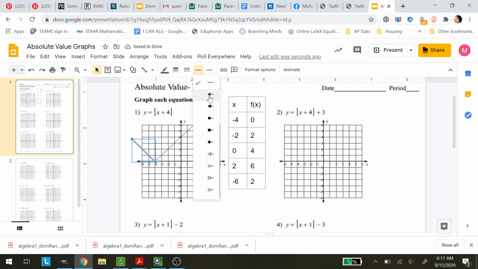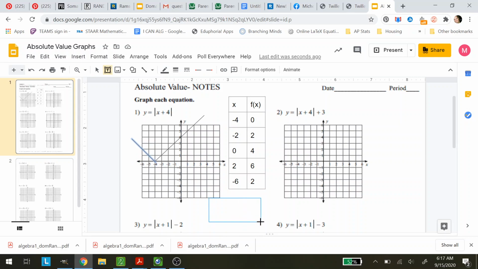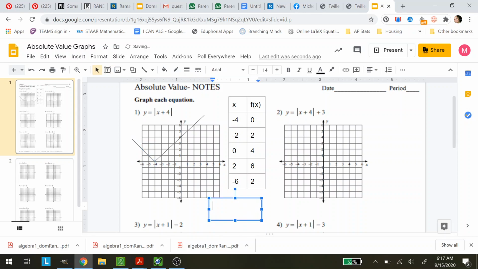Ooh, arrows, even better. I'll use that on the next one. So this is good for your table. Now I'm going to just grab a text box right here. Drop down, say domain, and range.